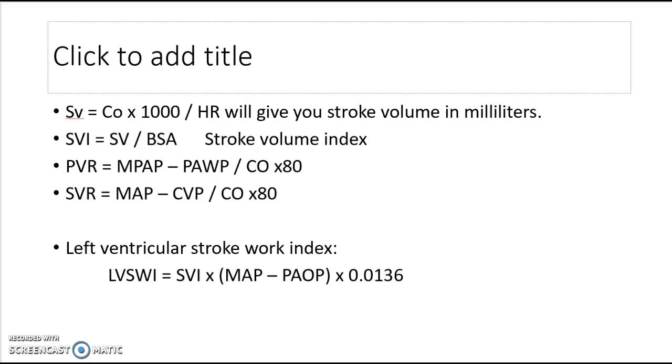Stroke volume. The equation here will give you the stroke volume in milliliters. Cardiac output times 1,000 divided by the heart rate. Next we have stroke volume index, and this is a little bit better because it takes into account the size of the patient. Next we have pulmonary vascular resistance, and then systemic vascular resistance. And then we can talk about left ventricular stroke work index. This is a good indicator of contractility. It's used to track interventions, and there you see the equation right there.